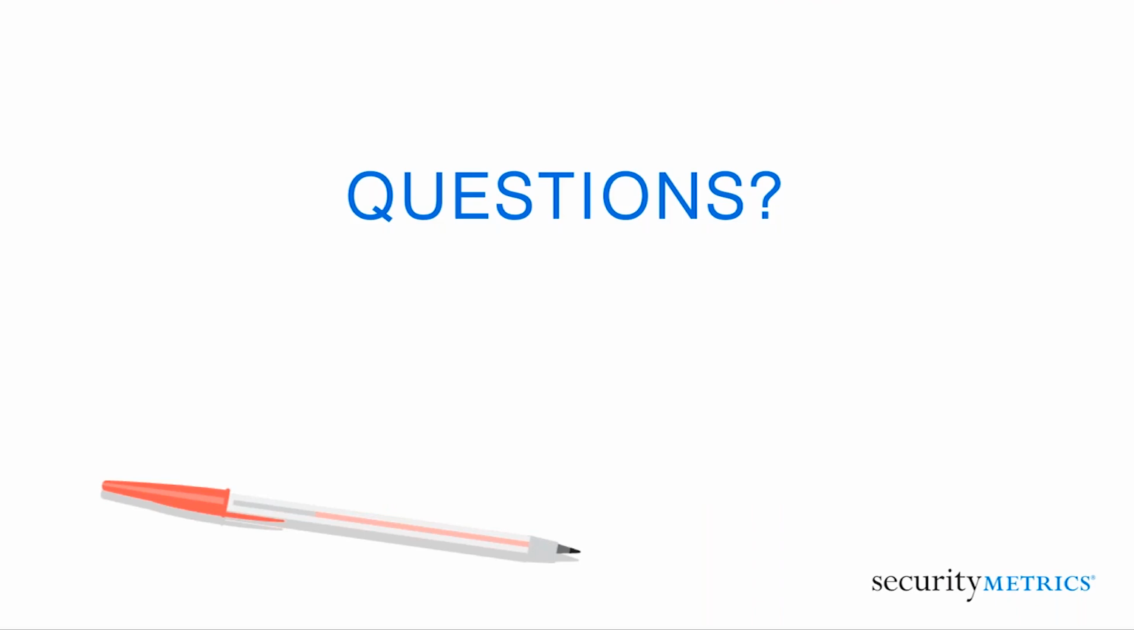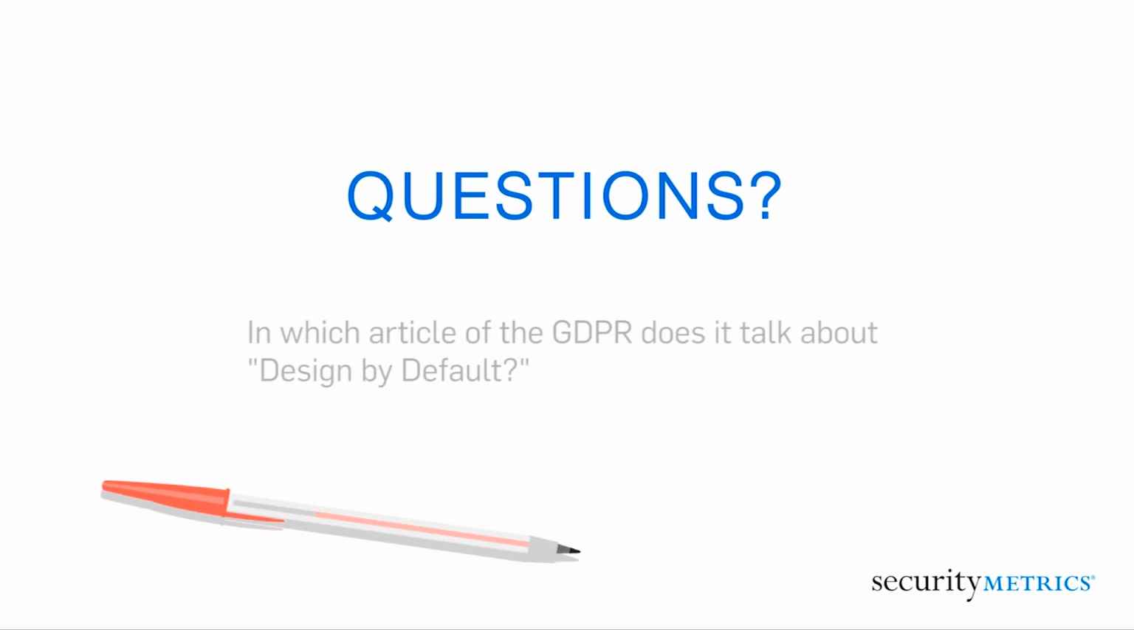So another question here, Ben. You mentioned design by default earlier in the webinar, and we had a question about which article in the GDPR is the design by default that you were talking about. Article 25, that was data protection by design and by default, and it talks about having the controller and different parties have appropriate technical and organizational measures, right?